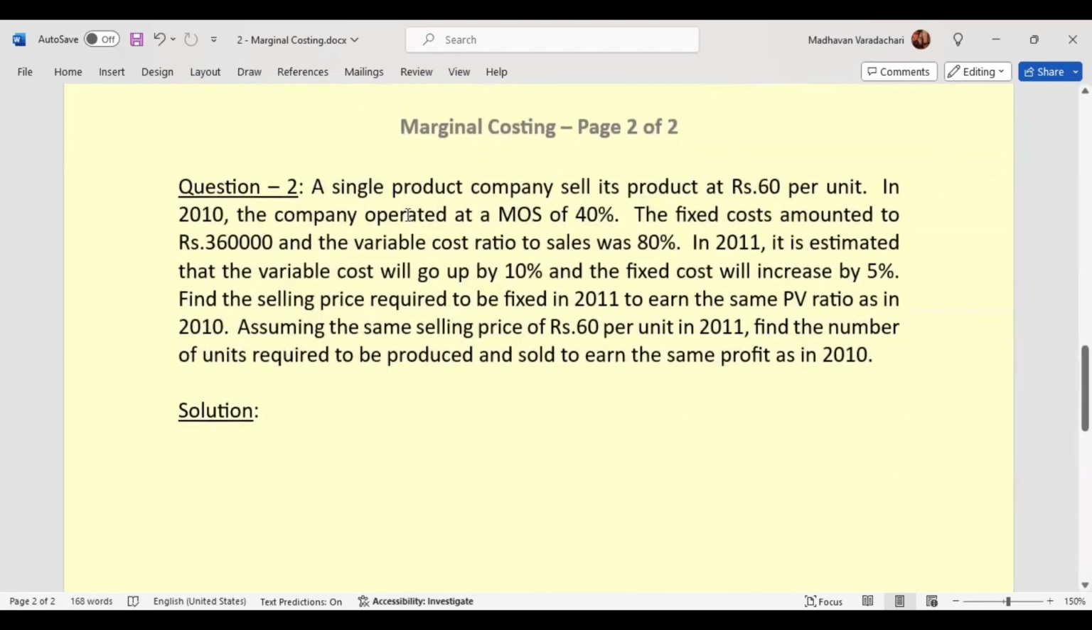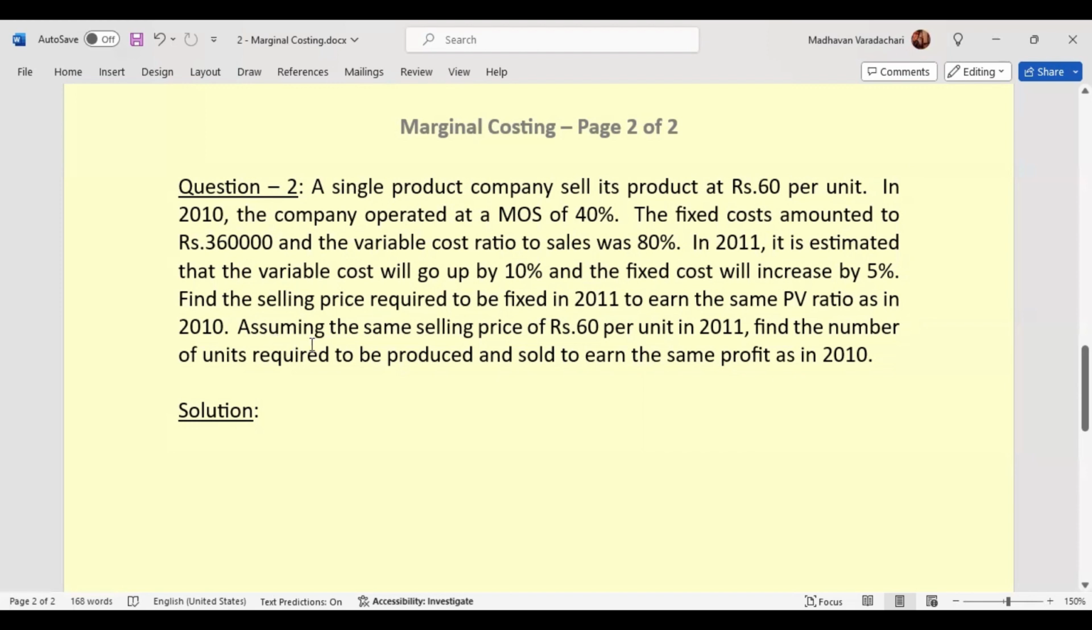Question 2: A single product company sells its product at rupees 60 per unit. In 2010, the company operated at a margin of safety (MOS) of 40%. The fixed cost amounts to rupees 3,60,000 and the variable cost ratio to sales was 80%. In 2011, it is estimated that the variable cost will go up by 10% and the fixed cost will increase by 5%. Find the selling price required to be fixed in 2011 to earn the same PV ratio as in 2010. This is the first question.